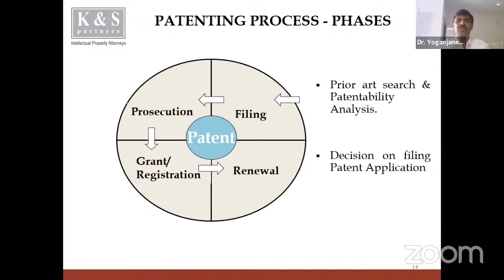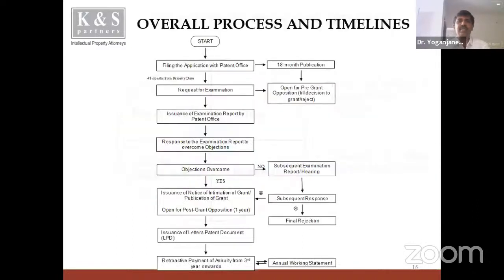Okay, let us see this process step by step now. We have to file the application for our invention with the patent office, and then 18 months after the filing of the provisional or complete application, it will be published. That will be open for pre-grant opposition. Meanwhile, a request for examination can be filed, and the examination will happen at the patent office for the patent application, and they will issue a first examination report. After issuing the first examination report, the applicant has to file a response to it.